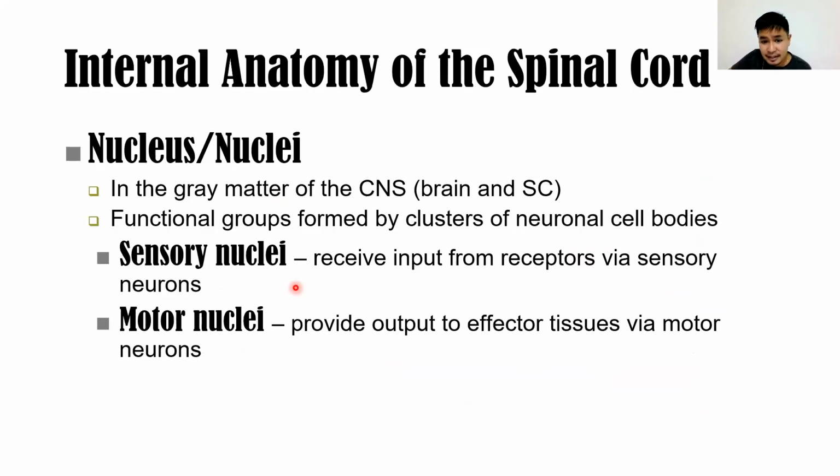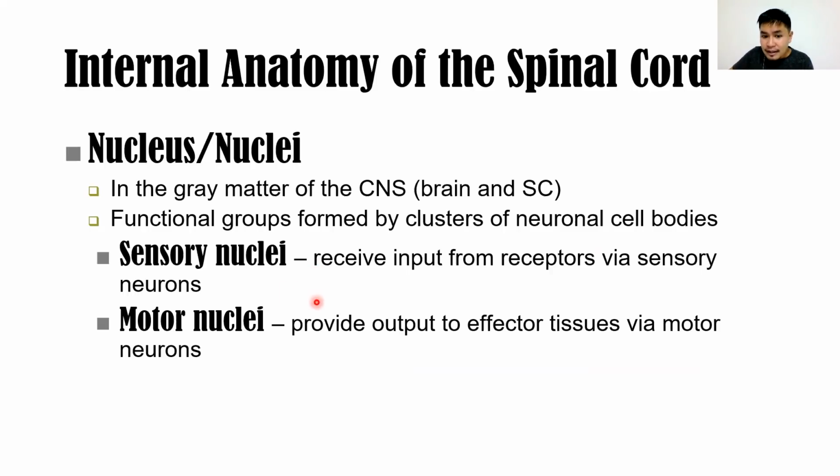We have sensory nuclei. They receive input from receptors via the sensory neurons. So the nerve impulse, the message, is being sent from the sensory receptors towards the nuclei found in the spinal cord and the brain. So from the periphery, yung message papuntang spinal cord and the brain, so that the message could be interpreted. Sensory nuclei.